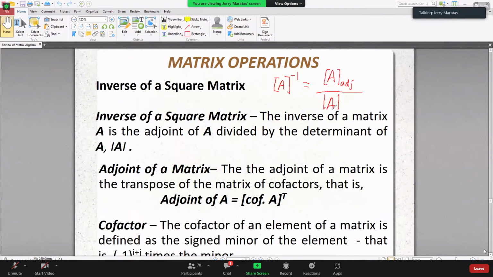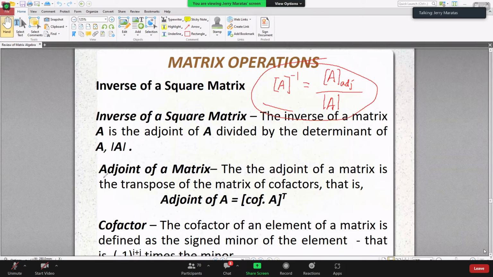I believe you have already heard of the determinant in your algebra. The adjoint may be a first time for you. So this is basically the definition on how to get the inverse of a matrix A. First, you get the adjoint of the matrix, and second, you get the determinant, then you divide the two, and that is now your inverse of a matrix.